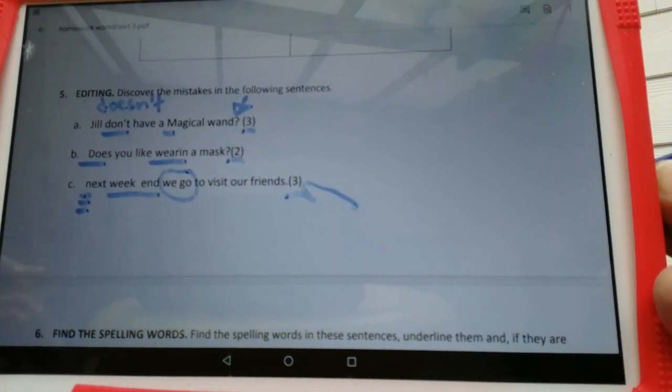have a magical wand. And a magical wand is what the characters in the Harry Potter movies are using.